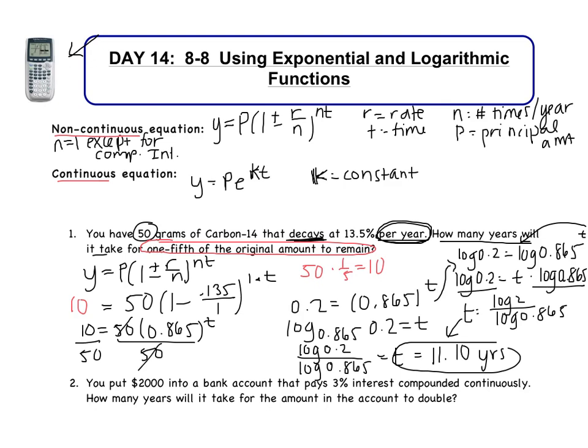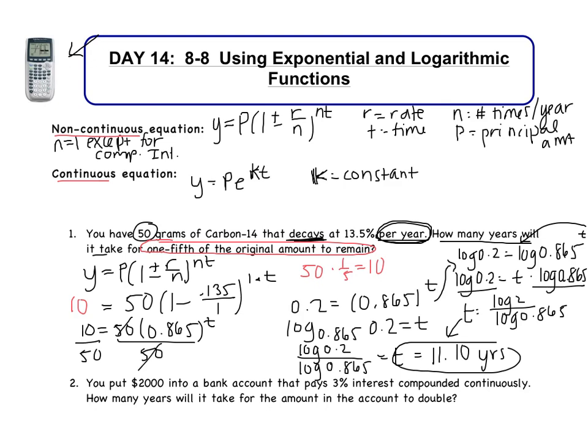So I just wanted to make sure that I reviewed with you both different ways that you could solve the problem. One, you could put it into log form and then use change of base, or you could take the log of both sides. In essence, you're doing the same thing, it's just whichever method that you prefer. But either way, it will take 11 years, or a little over 11 years, for 1/5 of the original amount to remain.